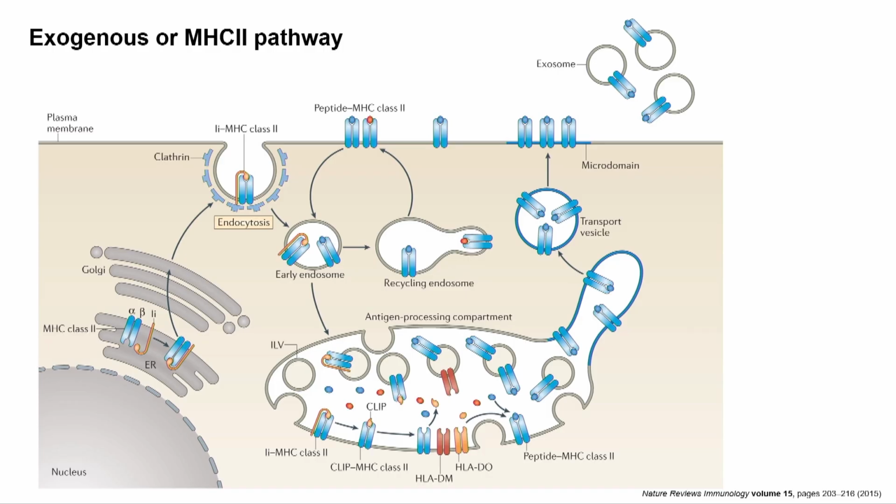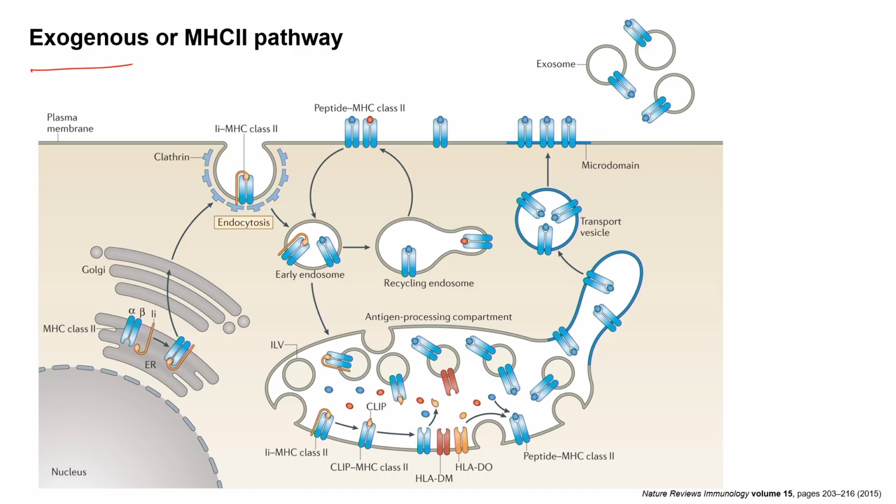So let's try to go into the MHC2 pathway, which is called the exogenous pathway. Now, the only thing we need to emphasize, or remember, is that in the MHC2 pathway the antigens are coming from outside, and therefore we call it exogenous. So let's try to see one by one.